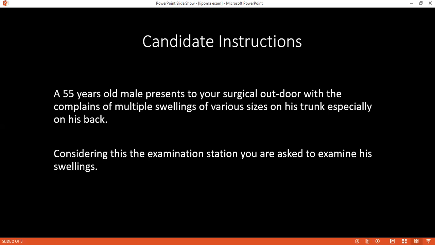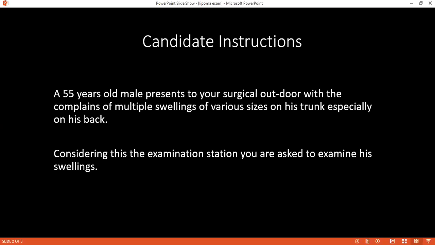Then I'll feel the consistency of the swelling, whether soft, firm, or hard. Then if the swelling is cystic, I will do the fluctuation test. Then I will also do the compressibility test. I will check the fixity to the skin by pinching the skin, and I will check for the fixity to the underlying structures.